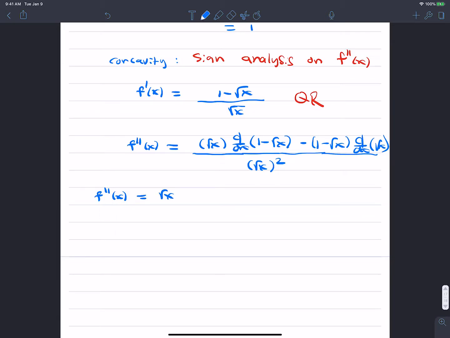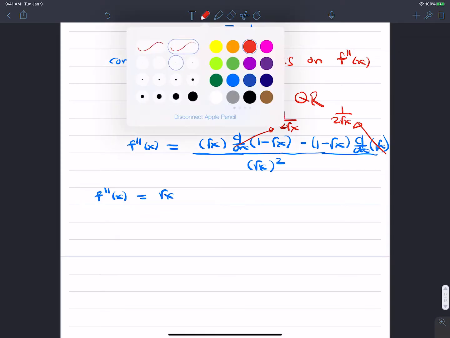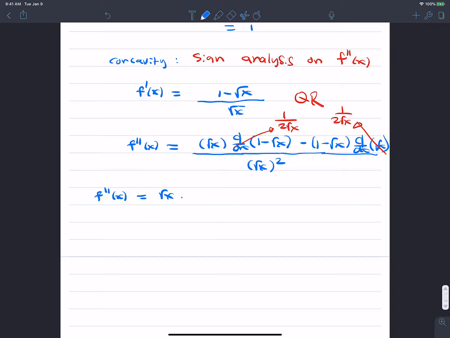Square root of x. Now, as you guys know, like I said, this shows up a lot, right? It's going to be negative now. But anyway, 1 over 2 square root of x. This also is what? 1 over 2 square root of x. Okay, let's put this all together. This is times 1 over 2 square root of x minus 1 minus the square root of x times 1 over 2 square root of x.